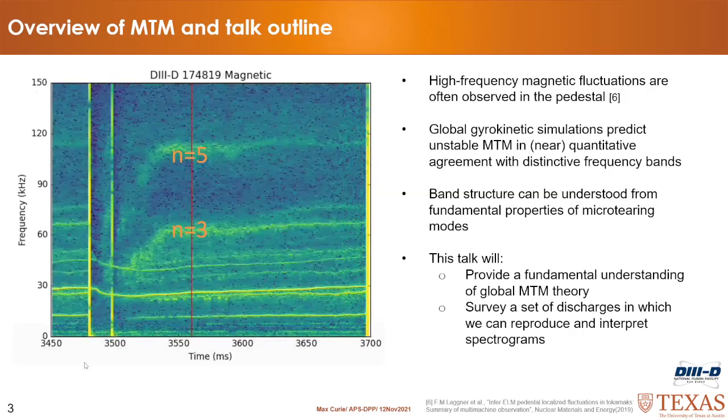One example is the D3D discharge, which shows two magnetic fluctuations, one at toroidal mode number n equals 3, another at n equals 5. Both toroidal mode numbers can be found using only the experimental data using the code MOSPEC. The gyrokinetic simulation can find those unstable microtearing modes that give us quantitative agreement with those frequency bands.